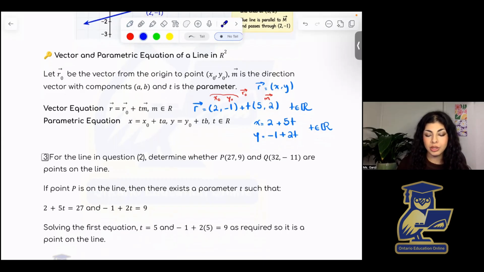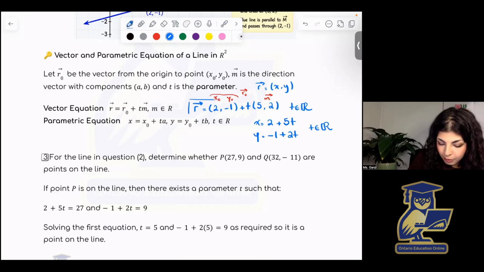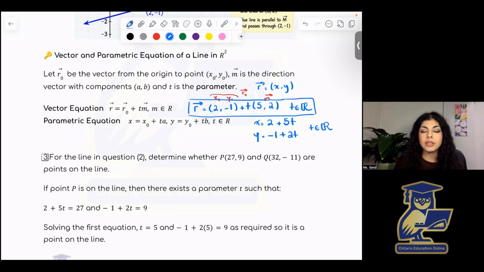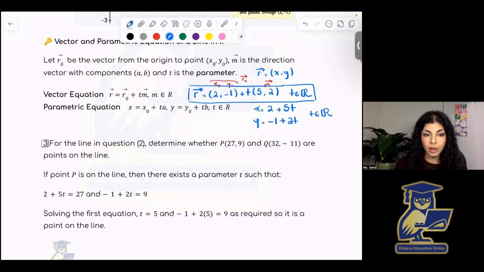So for the line in question 2, which is this equation that we just found, and let me just box it for us to know that that's what we're using. We're asked to determine whether points P and Q are points on this line. And we're going to start with point P, which is (27, 9). This is really setting up this parametric equation, and then you have two equations, one variable, and you're trying to solve. So if P is a point on the line, then there would be a parameter t in the set of real numbers that would satisfy these two equations.